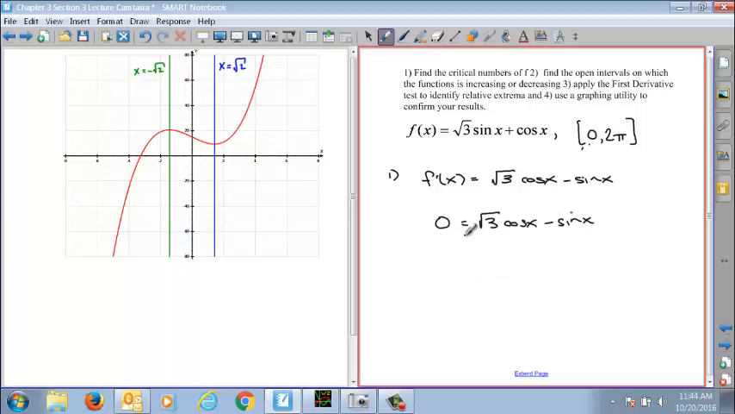And we need to put it in a form where either we can factor out something or we can create a separate trig function that's maybe a ratio of these two. And that's what we do. So we're going to add the sine of x to both sides. Then we're going to divide both sides by the cosine of x. But the sine over the cosine is the tangent. So we end up with the first derivative is 0 when the tangent of x is equal to the square root of 3.